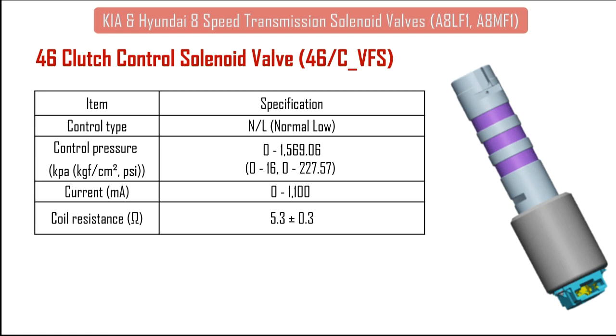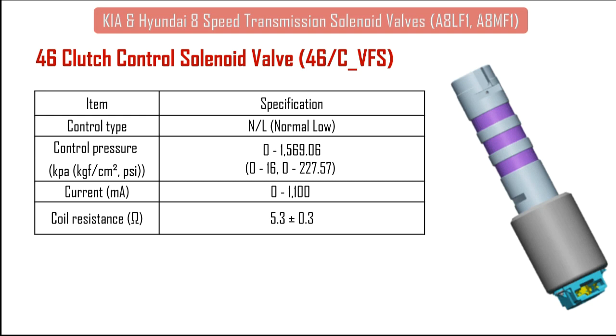What we have in this table shows you the specification. We know that the control type of this solenoid is normal low. We have two different types: normal low and normal high. When we say normal low, it means when low current is provided to this solenoid, it is not providing any oil to that clutch or that brake.